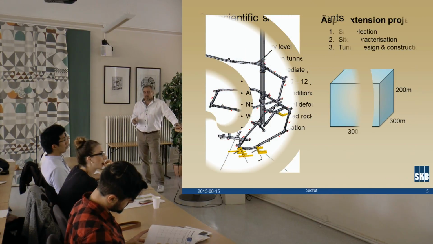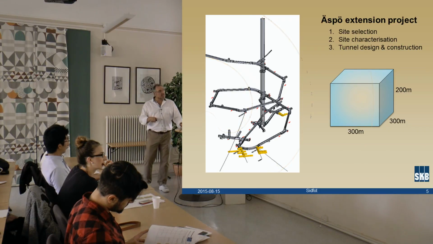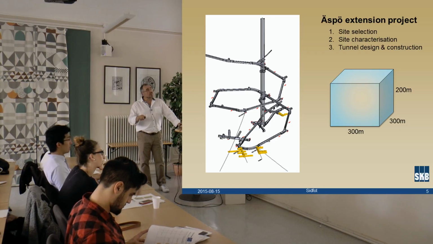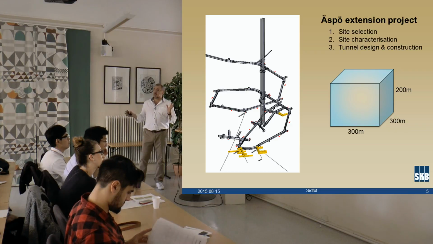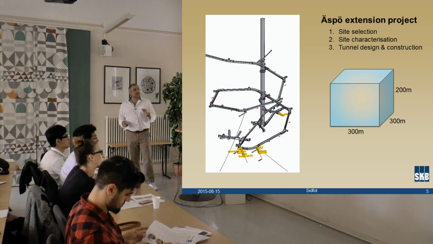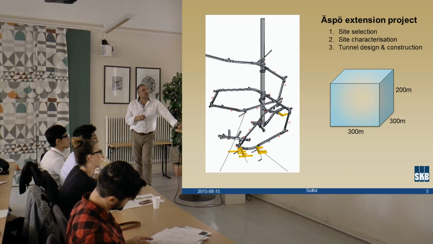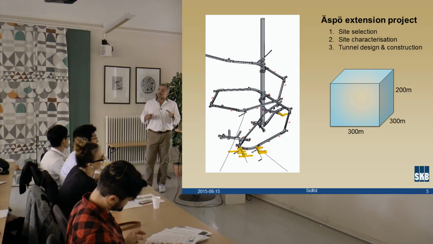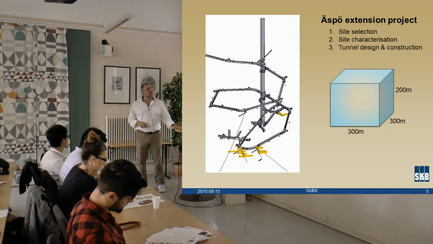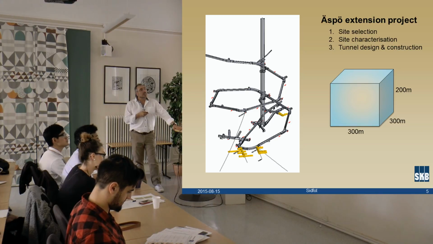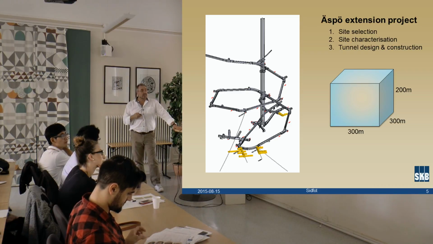So from desktop studies, we found a site which is basically in this part here, where we have yellow tunnels. And here we identify this volume, around 300 by 300 meters cube. So what we did here was, first of all, a site selection exercise. Is this site suitable? Can we move on after the initial assessment? If that is so, then we should characterize it in more detail. And with that as a base, we should design tunnels and then build the tunnels.